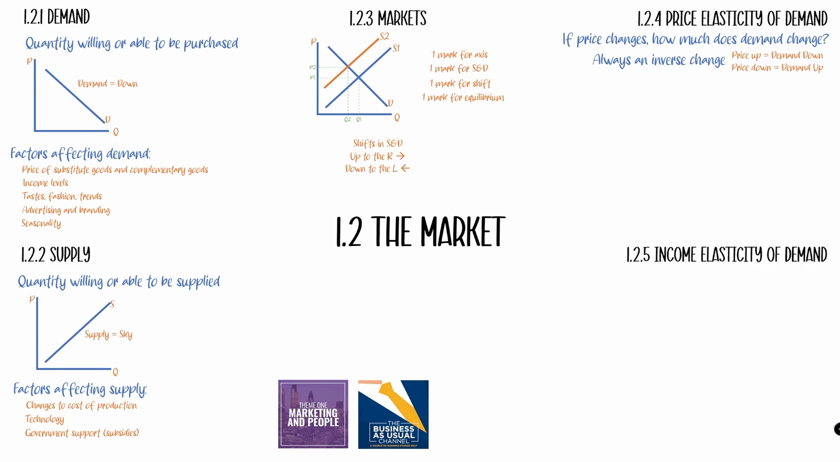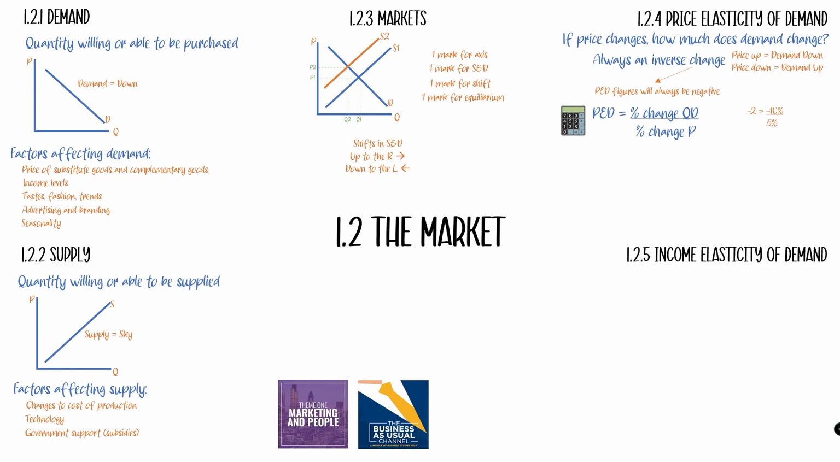And when our price goes down, demand goes up. And that's always going to be the case in A-level business. So the idea here is that a price elasticity of demand figure will always be a negative. So this is the calculation. Price elasticity of demand is the percentage change in quantity demanded divided by the percentage change in price.